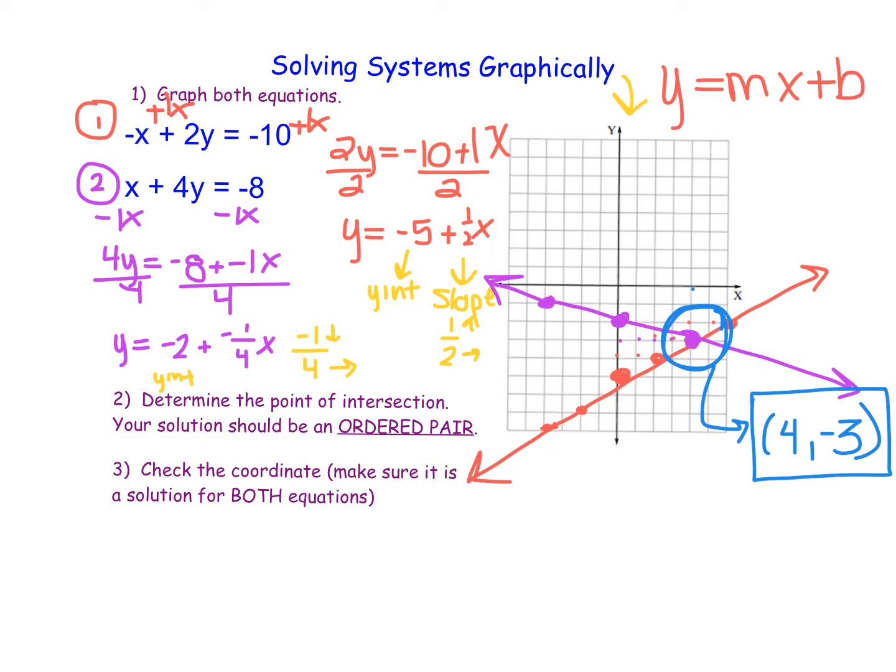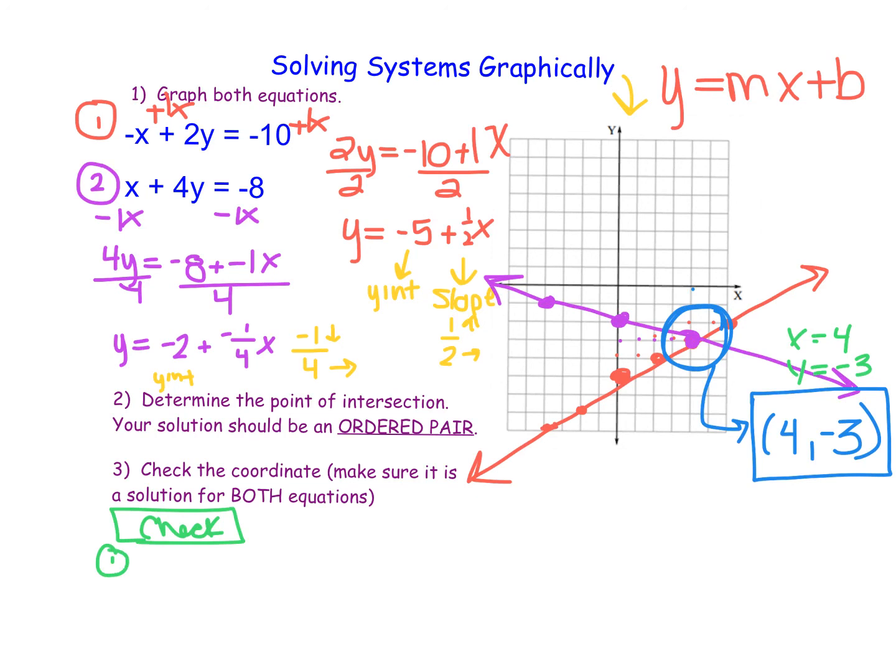Now, I can end by checking my solution and making sure that it works. And I strongly suggest doing this every time to make sure that you have the correct point. So I'm going to take my values for x, where x is 4 and y is negative 3, and I'm going to substitute those into my original equation.